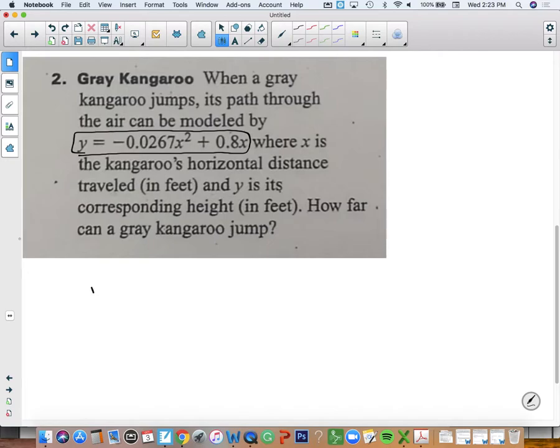So the equation that we have there, negative 0.0267 x squared plus 0.8 x, is our equation that modeled the distance traveled in feet. Okay, and y is the corresponding height. We just want to know how far the kangaroo can jump. So that is pretty much solving for x.